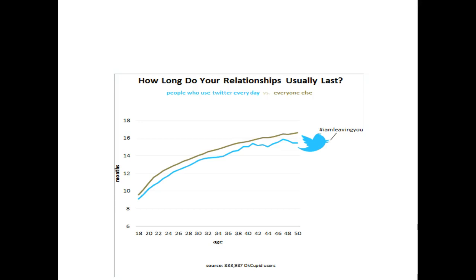Now, a graph or visualization can have multiple stories. This is from the dating website OkCupid, and I pull from this in a lot of my presentations and a lot of my work on data, because OkCupid asks their users all kinds of questions to match people up, but then they actually publish things on their blog based on what they found from the data. So this is length of relationship and age along the x-axis, and the blue line is people who use Twitter every day and everybody else. Now, there are actually two stories that this graph tells.